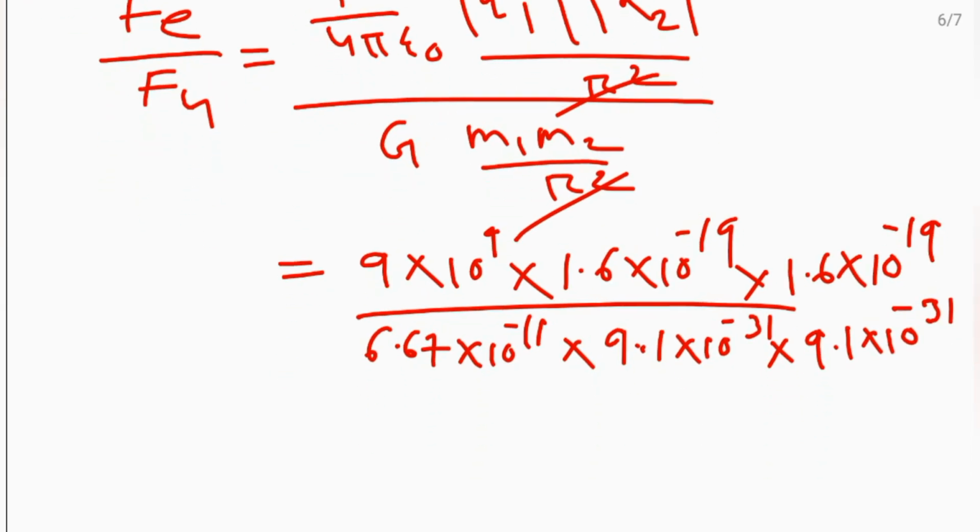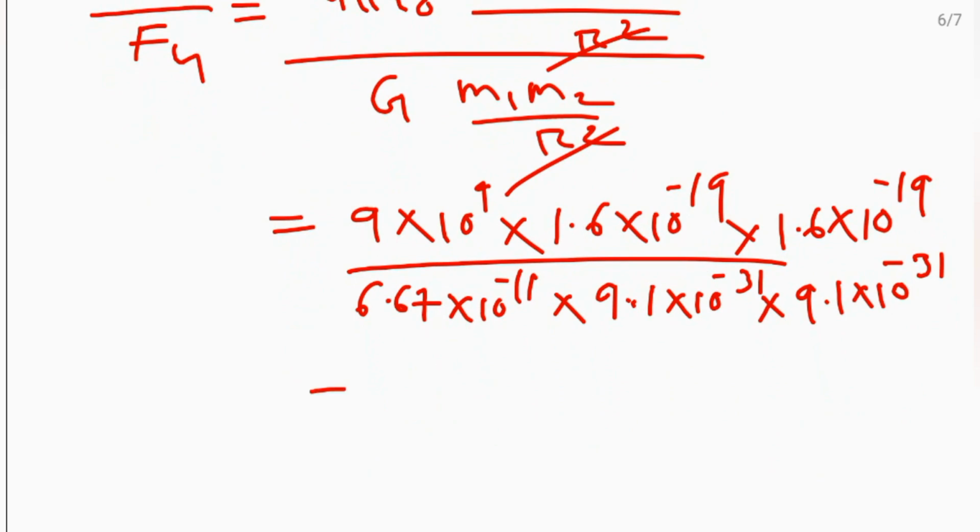If we solve, then we will get the value 4.17 into 10 to the power 42.